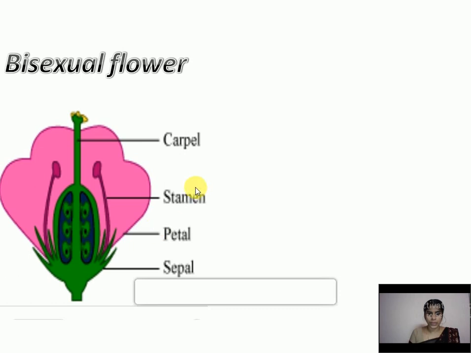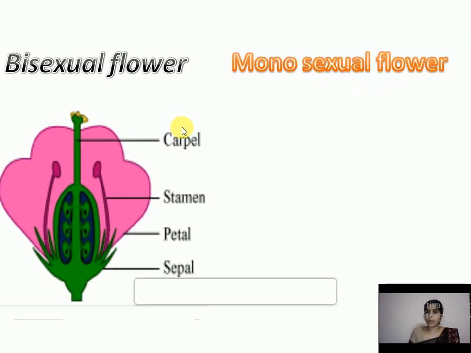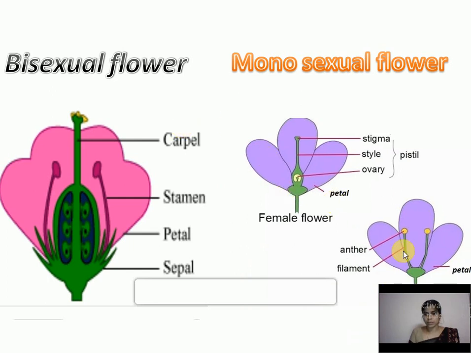This is a bisexual flower. This flower has both reproductive parts: the carpel is the female reproductive part and the stamen is the male reproductive part. So this is known as a bisexual flower. And the next is the monosexual flower. This flower shows only the female reproductive part, with no male part, so this is a female flower. This flower has only the male reproductive part, so this is a male flower. This type of flower is known as a monosexual flower. Is it clear? Thank you.